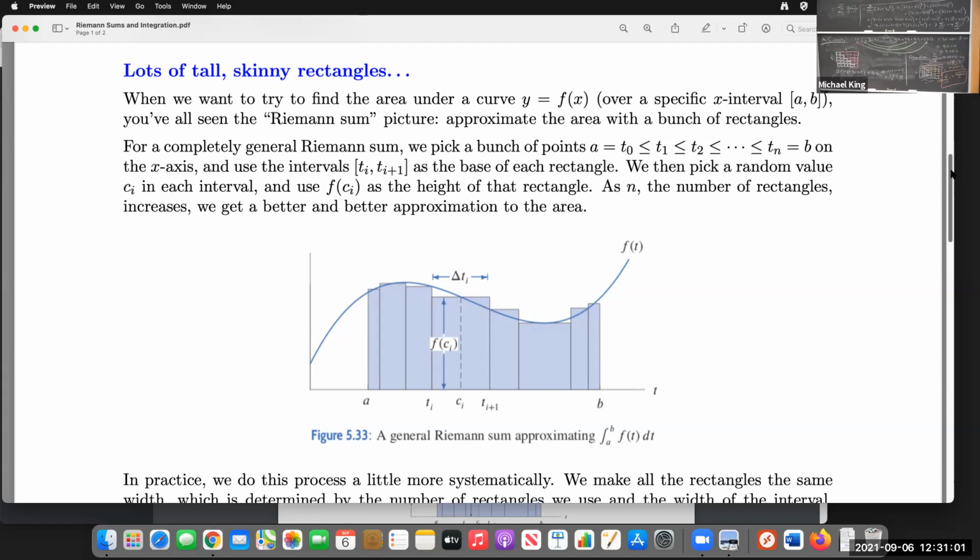Now this is kind of the general Riemann sum, which I think I took this picture from the textbook, so it might be an old edition. I don't know if it's figure 5.33 in our current edition, but it turns out you can break up the interval from A to B into whatever pieces you want. They don't have to all be the same. And then you can pick any point between 2 successive ones and make that the height of the rectangle. That's kind of the most general Riemann sum.